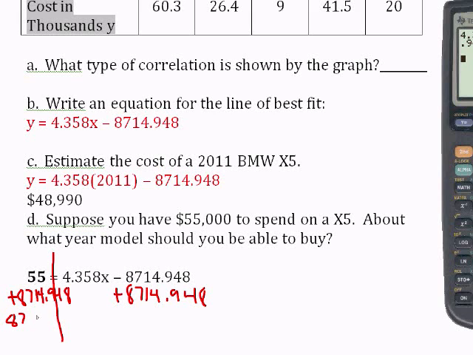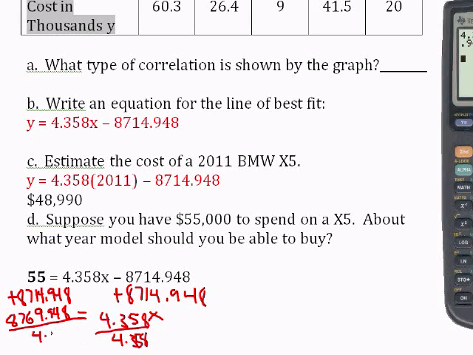5 plus 1 is 6, 5 plus 4 is 9.948, ran out of room there, is equal to 4.358x. Now we want to get x by itself, so we divide both sides by 4.358.